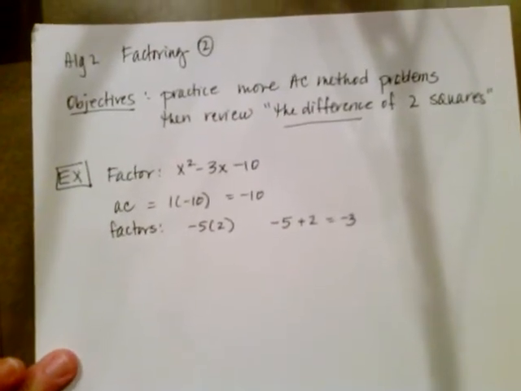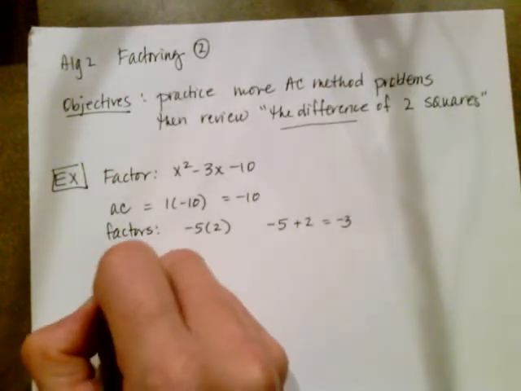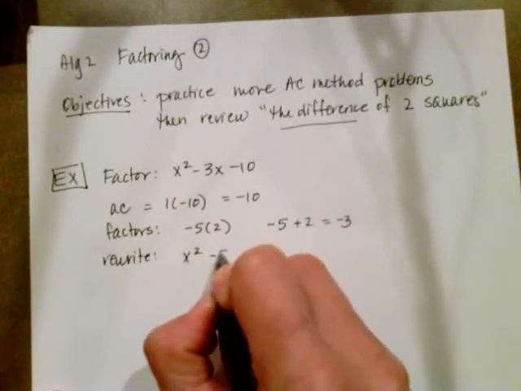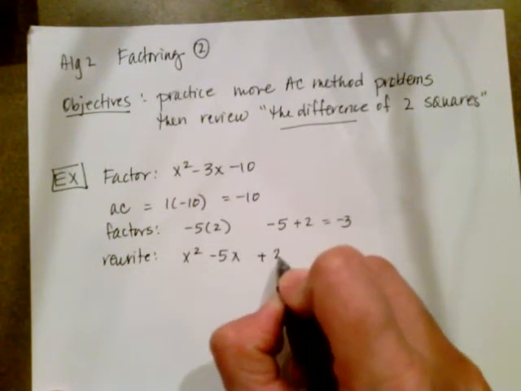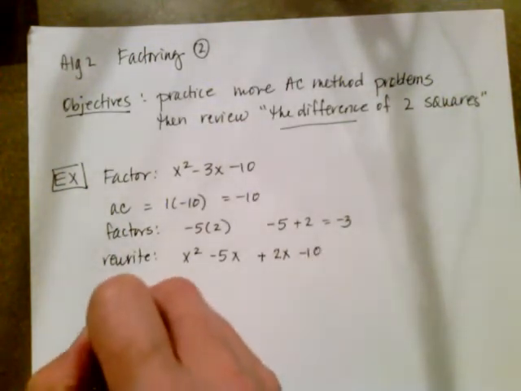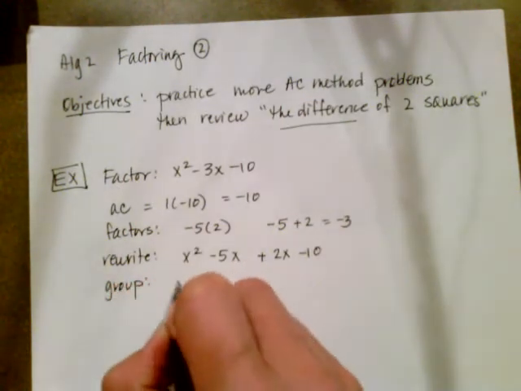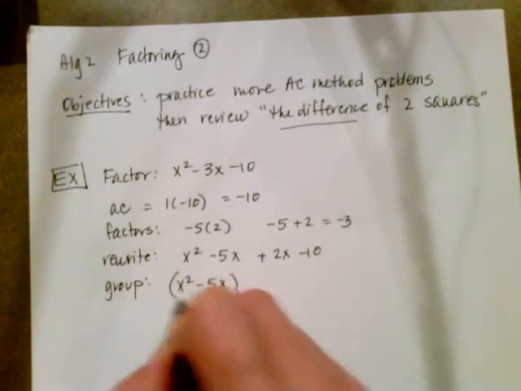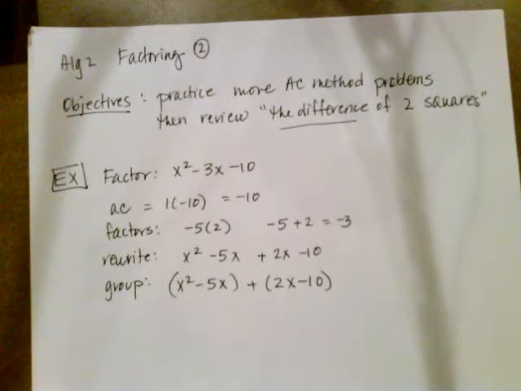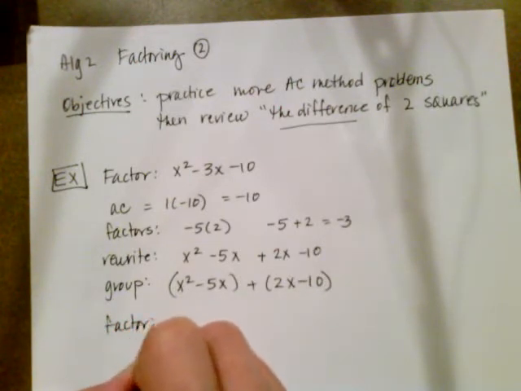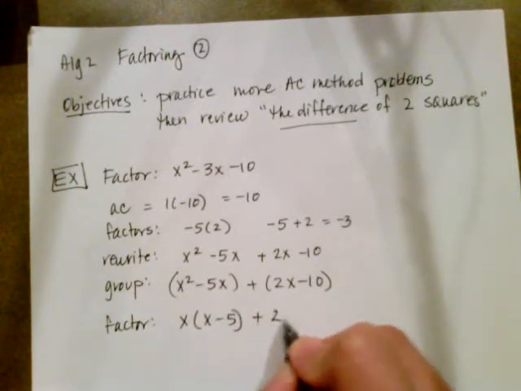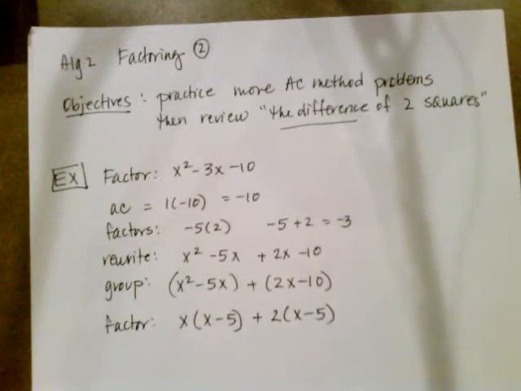Okay. The next step is to rewrite the middle term. So it's going to be x squared minus 5x plus 2x minus 10. Now I'm going to group my terms. I'm going to group the first two together, and then I'm going to group the second two together. Now I'm going to factor. I'm going to take an x out, and I get x minus 5. Then I'm going to take a 2 out, and I also get x minus 5.